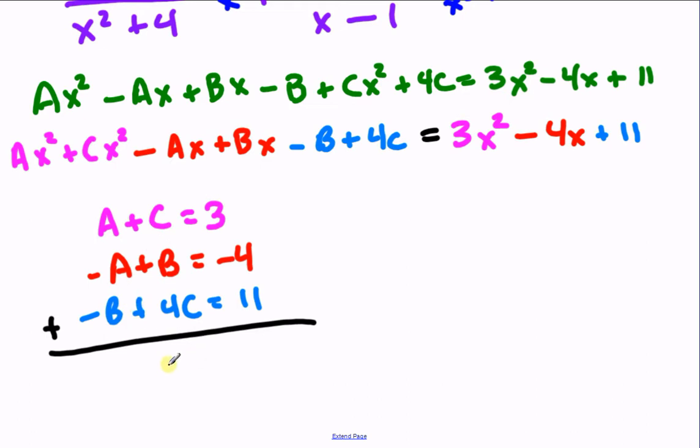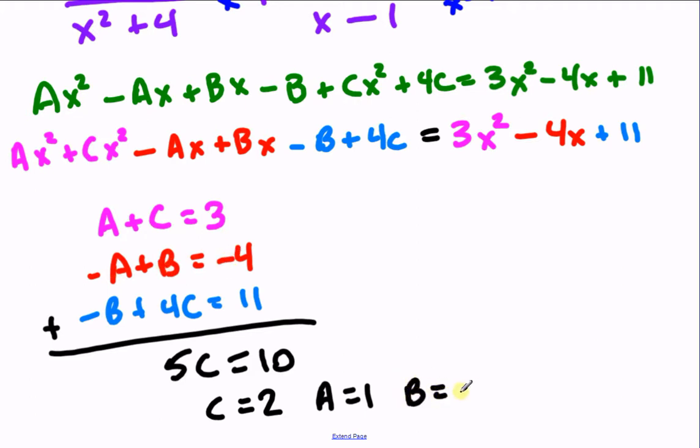A's are gone, b's are gone, and I have 5 c's. 3, negative 4, and 11 is equal to 10, so right away I get that c is 2. And then we go back, a plus 2 is 3, that means that a has to be 1. And then if a is 1, negative 1 plus b was negative 4, that means b will equal negative 3.